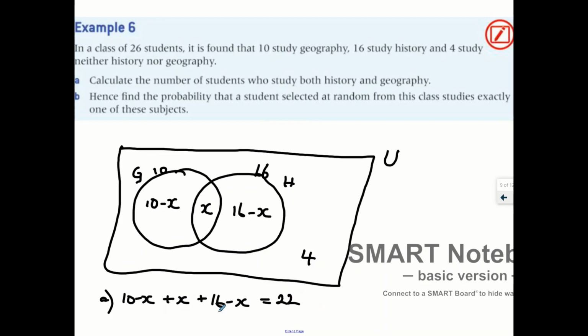So if we simplify this expression, we're just going to get 26 minus x equals 22. So we know that x in this case equals 4. So there's going to be 4 people here. So this one, let's put them in a new colour. So 10 minus 4 is 6, 4 and 12.